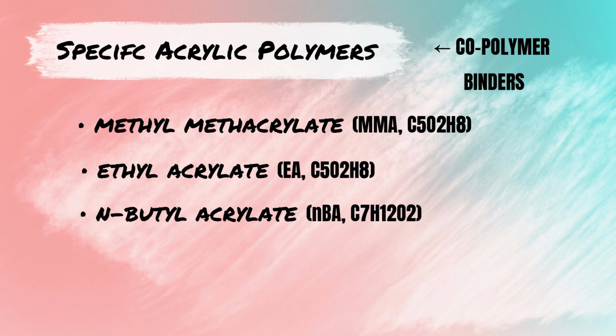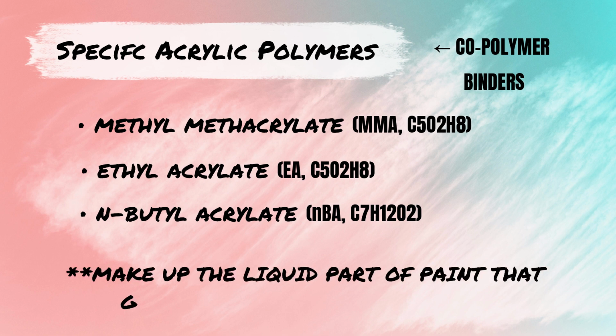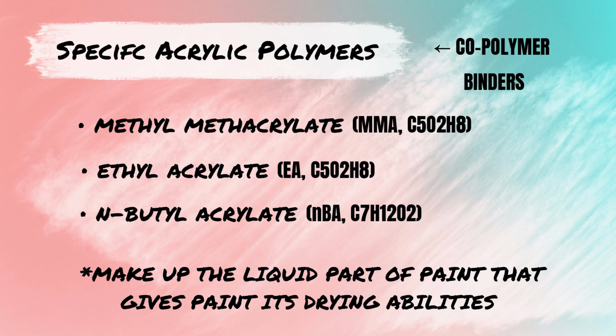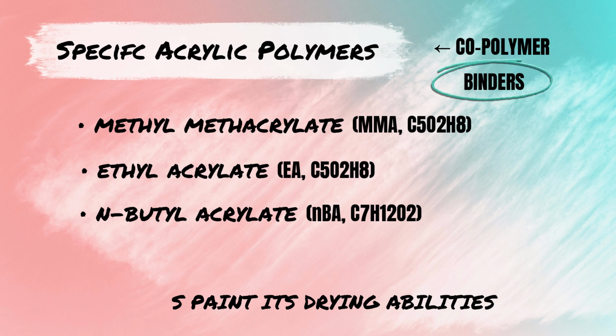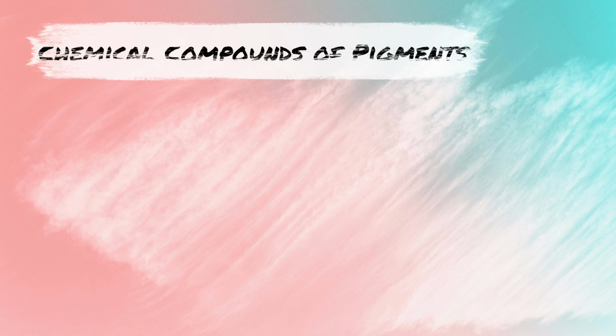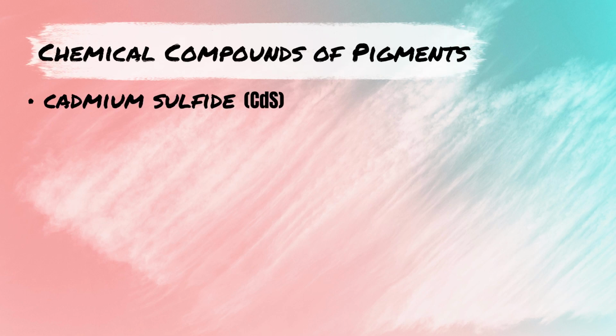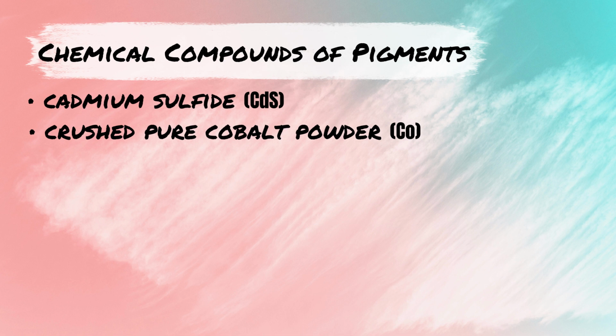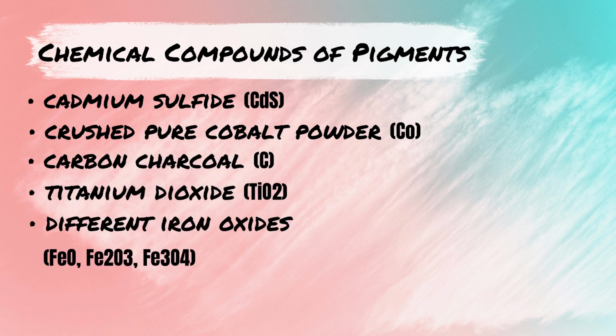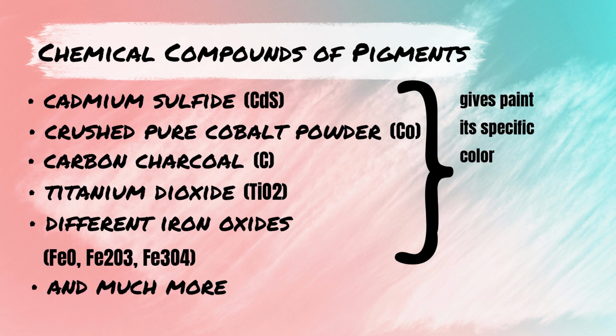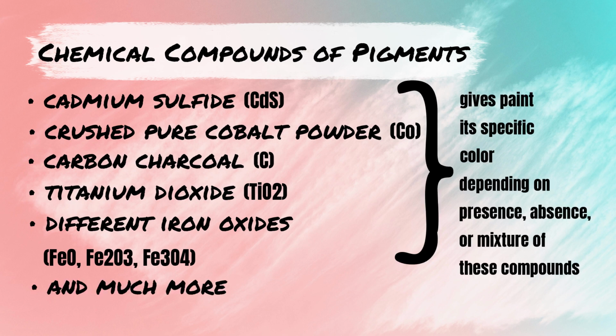These polymer binders make up the liquid part of paint that gives paint its drying abilities, and will simply be called binders throughout the rest of the video. Furthermore, the chemical compounds that make up the different colored pigments all commonly have cadmium sulfide, crushed pure cobalt powder, carbon charcoal, titanium dioxide, different iron oxides, and much more. This is what gives the paint its specific color, depending on the presence, absence, or mixture of these compounds.